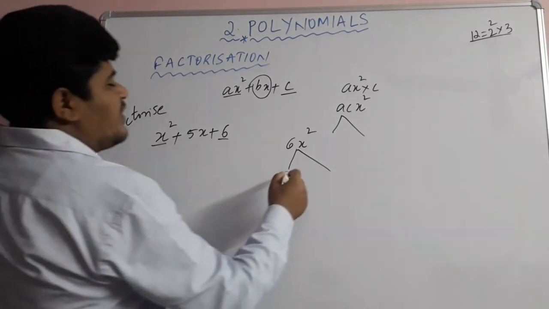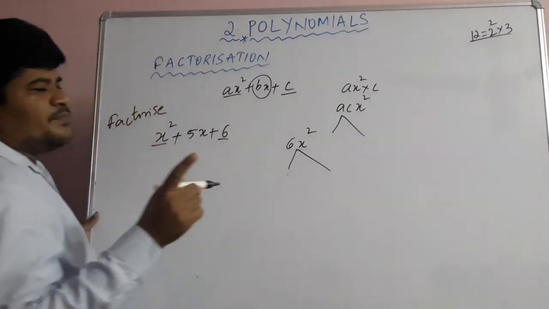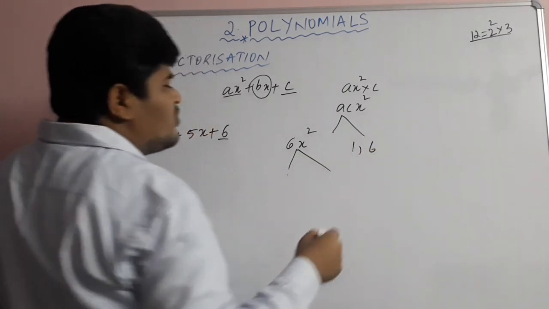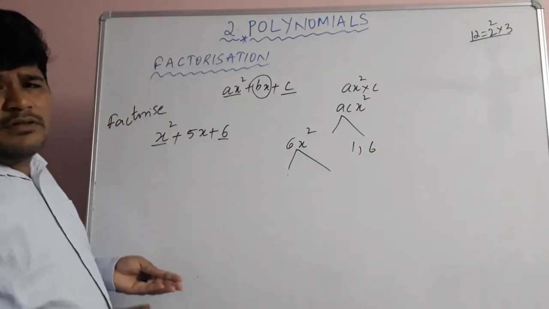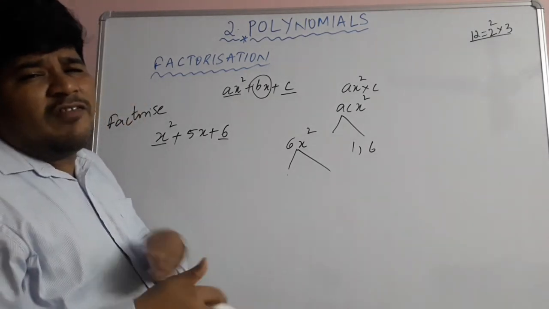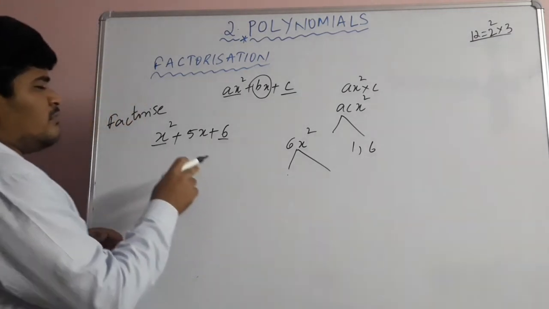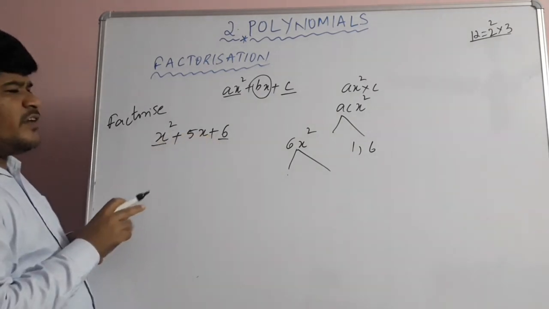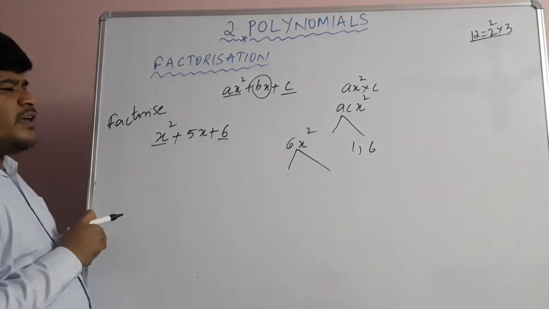Okay, so children, the factors of 6: 2 3s are 6, 1 6s are 6. Suppose you take 1 and 6. Children, take the sum and difference. 1 plus 6 is 7. The difference, 6 minus 1, is 5. 1 minus 6 is negative 5. 6 minus 1 is 5.